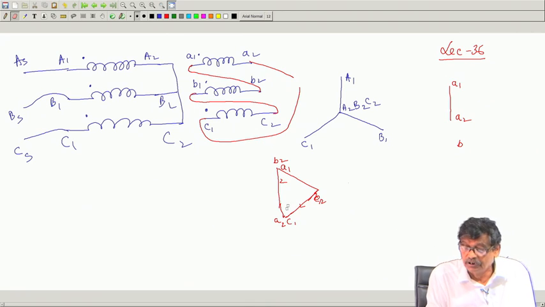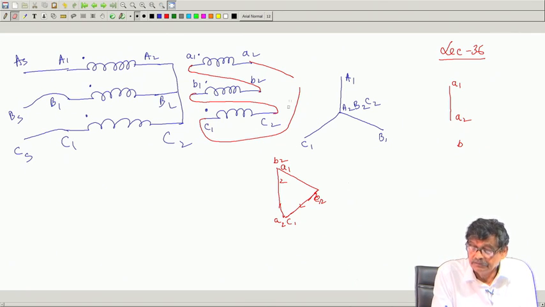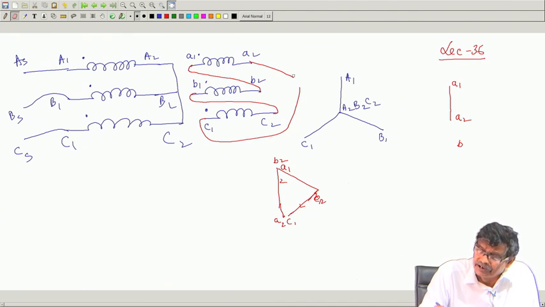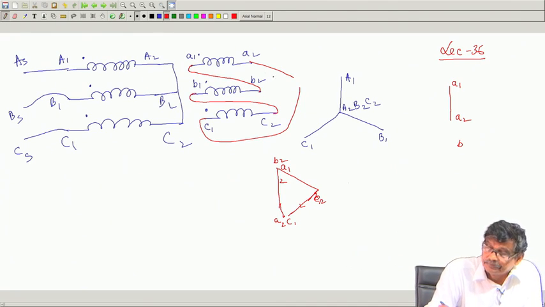So, what will be the voltage across A2 and C1? Zero voltage, because I have joined A2 to C1. These three are sources of EMF, and the voltage is zero. Therefore, I will be very confident to short this.